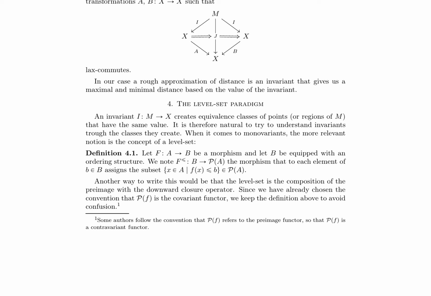When defining the level set, it is crucial to consider the ordering structure on B, ensuring alignment with the chosen convention for the pre-image functor. This consideration is vital for accurate analysis of system behavior. The concepts and tools presented in this section provide a foundation for subsequent analysis of complex systems, highlighting the significance of monovariance and level sets in understanding dynamic behavior.